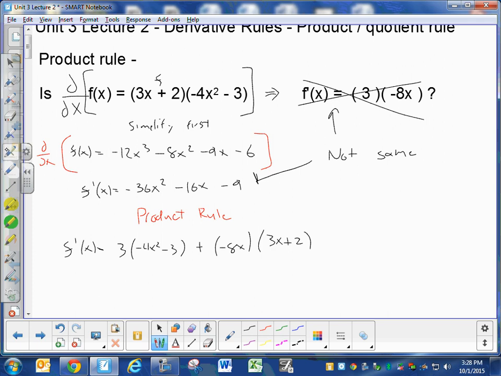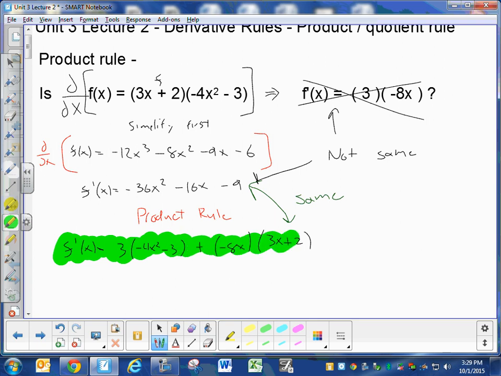What you might not be able to see, but if you simplified could see, is that these are the same. And what I will tell you is that I don't care which one you put as an answer for a derivative. This is the same as this. I'll show you.